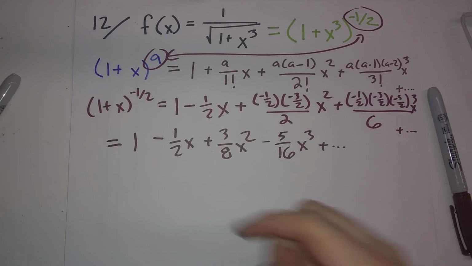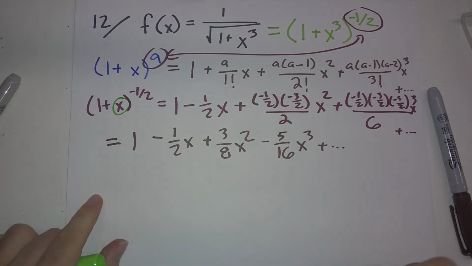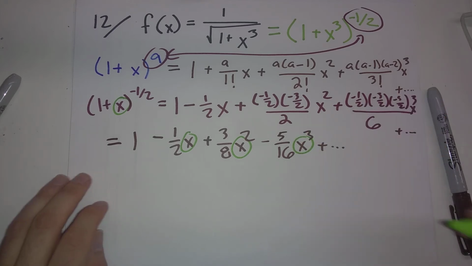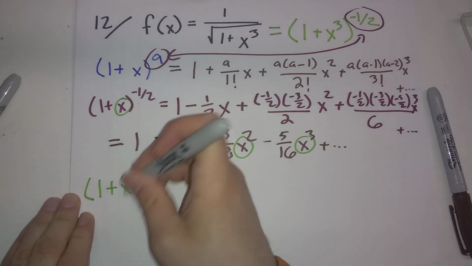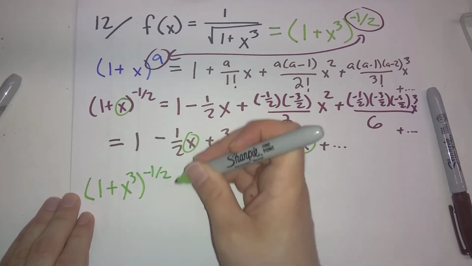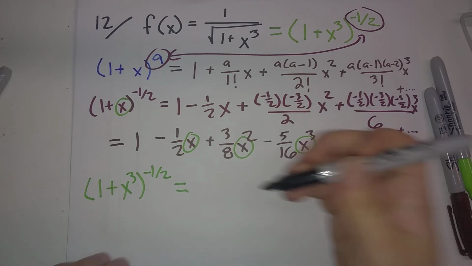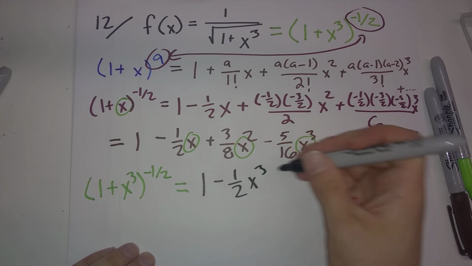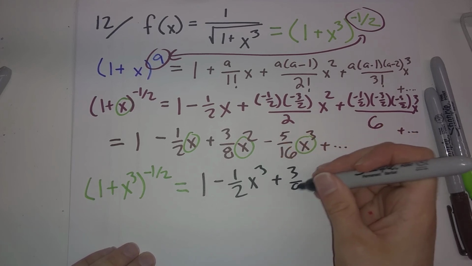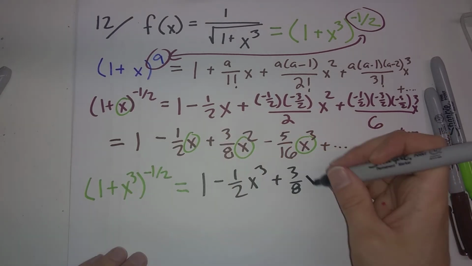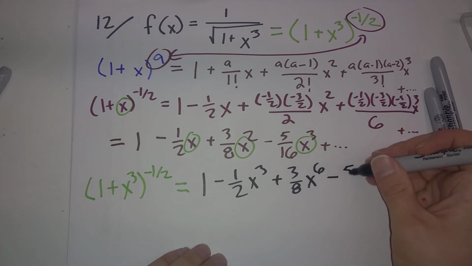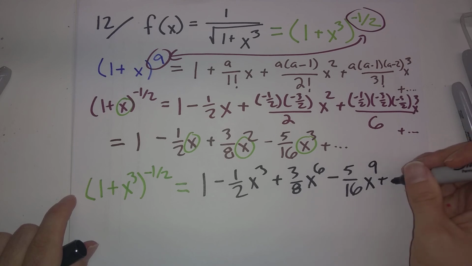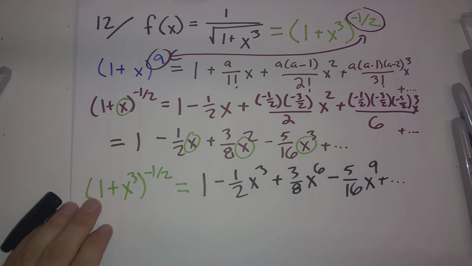The last thing we have to do is replace x with x cubed. So everywhere we see an x, we're going to replace it with x cubed. (1 plus x cubed) to the minus 1/2 is going to start off 1 minus 1/2 x cubed plus 3/8 (x cubed) all of that squared, which is x to the 6, minus 5/16, (x cubed) cubed, which is x to the 9th, plus so on and so forth.